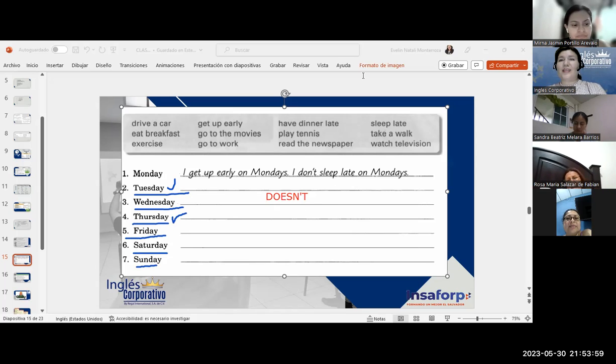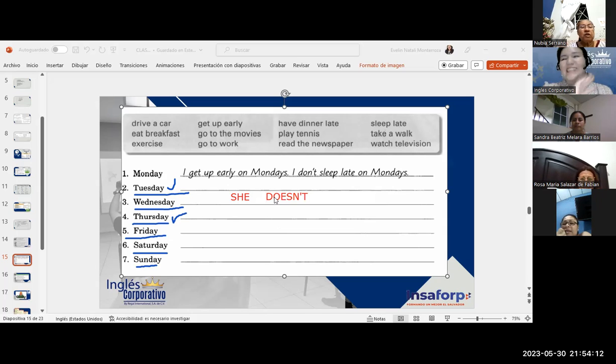Doesn't. It's very important. Doesn't. And remember that you use doesn't with she. She doesn't, right? No me vuelvan a decir she don't. Yes, it's in general, right? She doesn't. Good. Let's continue then.